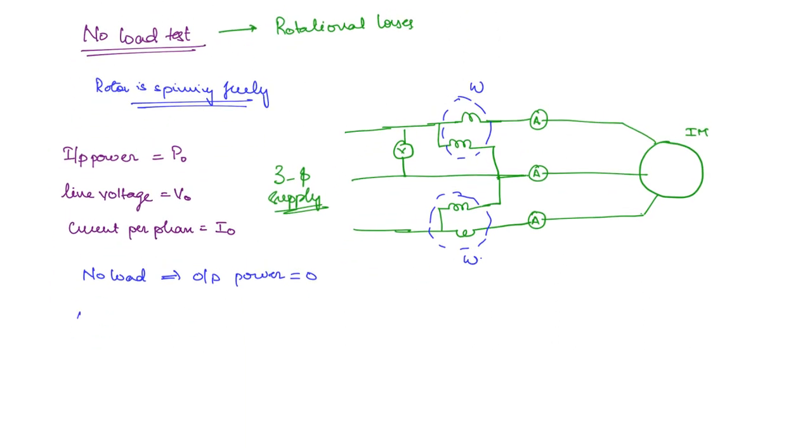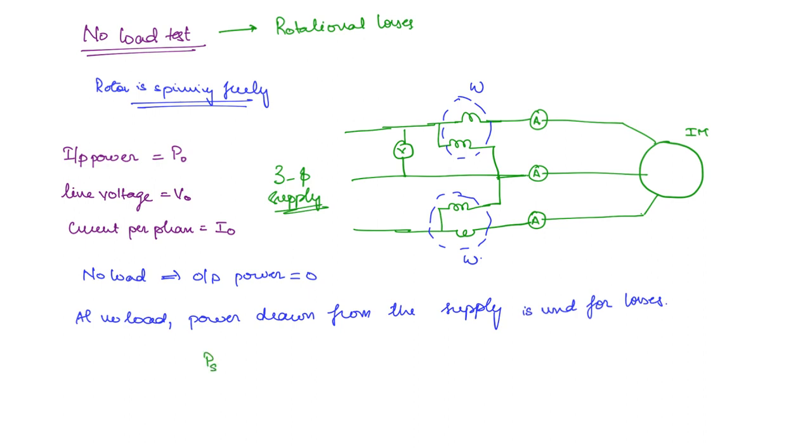Therefore at no load, power drawn from the supply is used for losses. So what are all the losses that you can see here? There will be stator copper losses, which you will write as PSCL, plus the core losses. The magnetization is happening, right? So there will be core losses, plus friction and windage losses, and you can consider the stray losses as well.